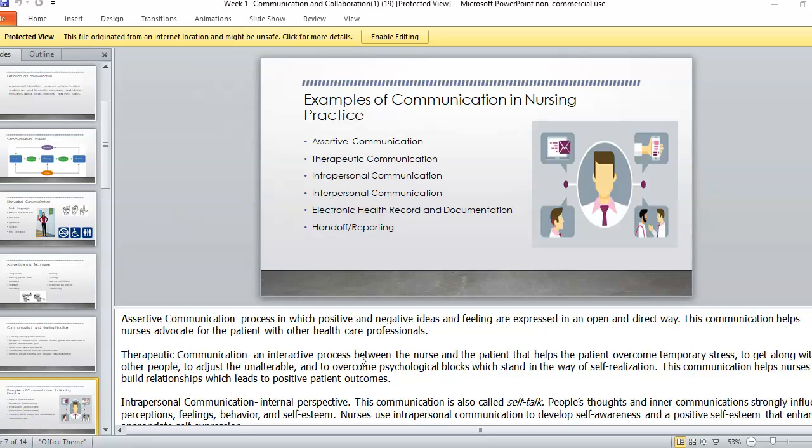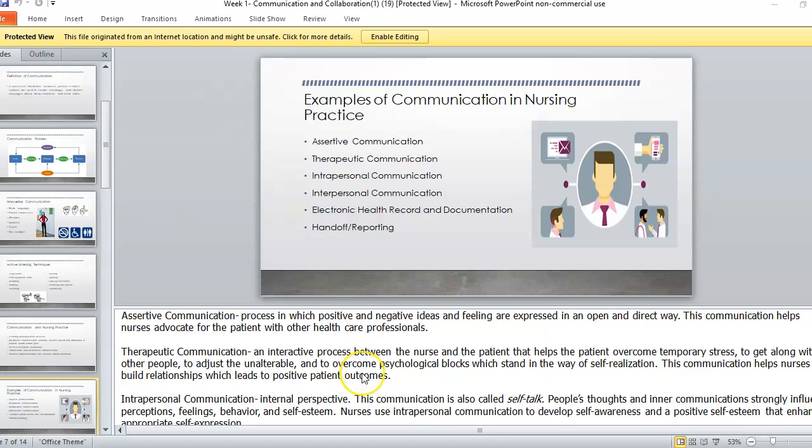There are different examples of communication in nursing: assertive, therapeutic, interpersonal, electronic health record or documentation, and handoff reporting. So in assertive communication, we want to make sure that positive and negative ideas are expressed in a very direct way. We want to make sure that a patient can be open and honest with them, and that they don't have fears about misunderstanding or miscommunication.